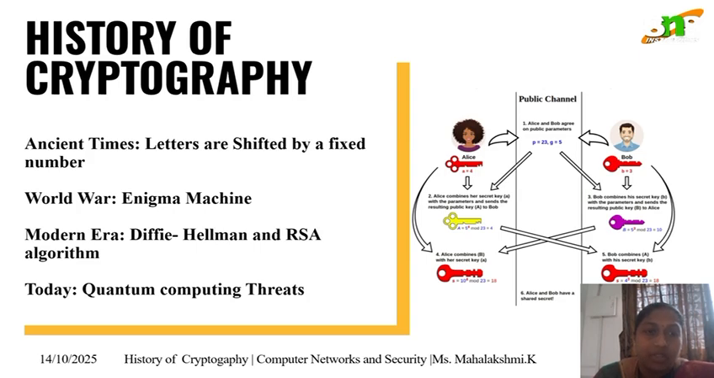In ancient times, fixed ciphers were used, and then to improve on them during the World War, the Enigma machines were used, and we also developed the modern era. In the modern era, two algorithms are used: one is Diffie-Hellman, another one is the RSA algorithm. Now we are facing quantum computing threats. The quantum computing threat is constant.